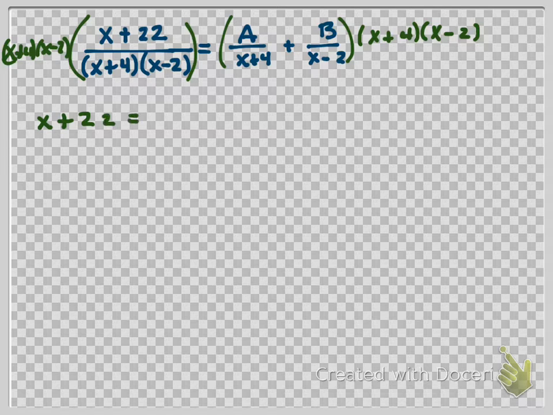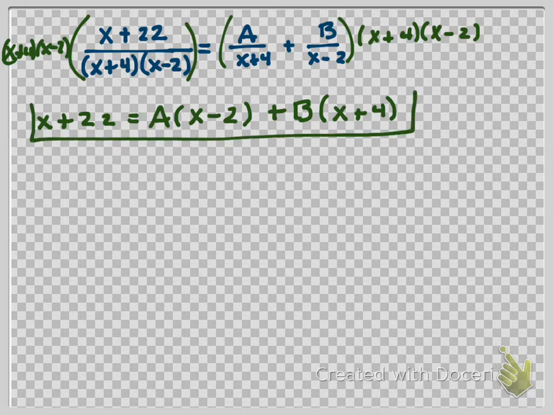So the left side looks better, right? Okay, well, if I multiply A over x plus 4 times x plus 4 times x minus 2, what's left? A times x minus 2, because the x plus 4s go away, right? Plus B times x plus 4, right? Because the x minus 2s would go away. That is our general equation, so put a box around it.